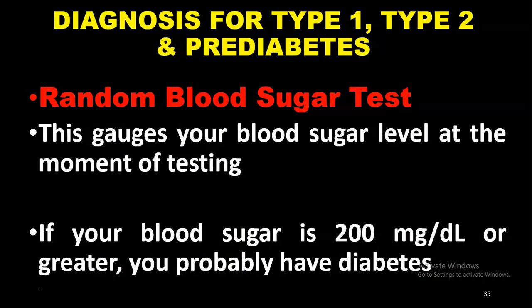Another type of test, the random blood sugar test. This gauges your blood sugar level at the moment of testing. You don't have to fast before taking this test. You can take it whenever you like. If your blood sugar is 200 mg per dl or greater, you probably have diabetes.